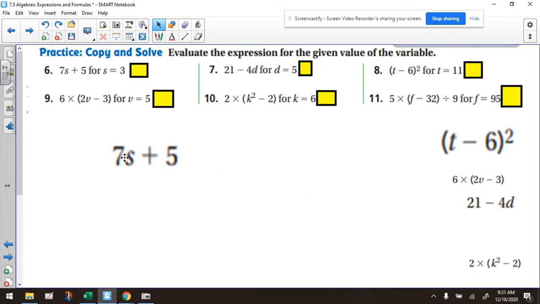So this is number 6. This is the expression. It's an algebraic expression. How do we know it's algebraic? Because it does have a letter holding the place of a value. And in this case, what's the value?